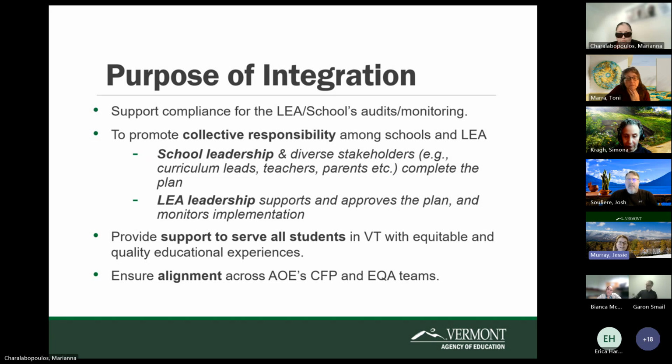Furthermore, hopefully it is helpful for you all as much as it is for us, that this encourages the alignment between different divisions within the AOE. So in this instance, our Consolidated Federal Programs team and the Education Quality team. And we're finding that to be really important for our work and our support of the field.